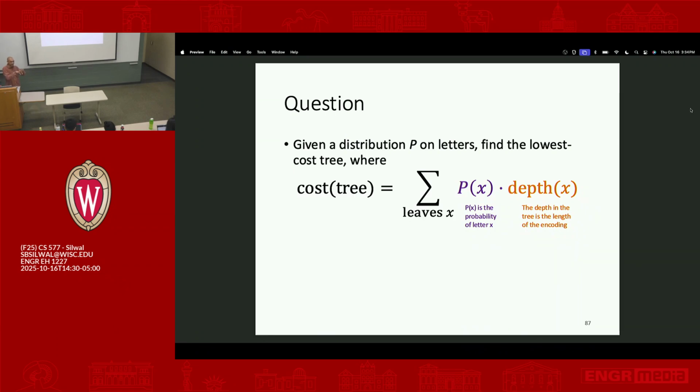Of course, if the distribution is uniform, I can't do better than this naive thing. But if it turns out that 100% of the time I only use 1 letter, and I never use any of the other letters, then I just use 1 bit, no matter how many letters I have. So then I save a lot, okay? This is the problem I care about.